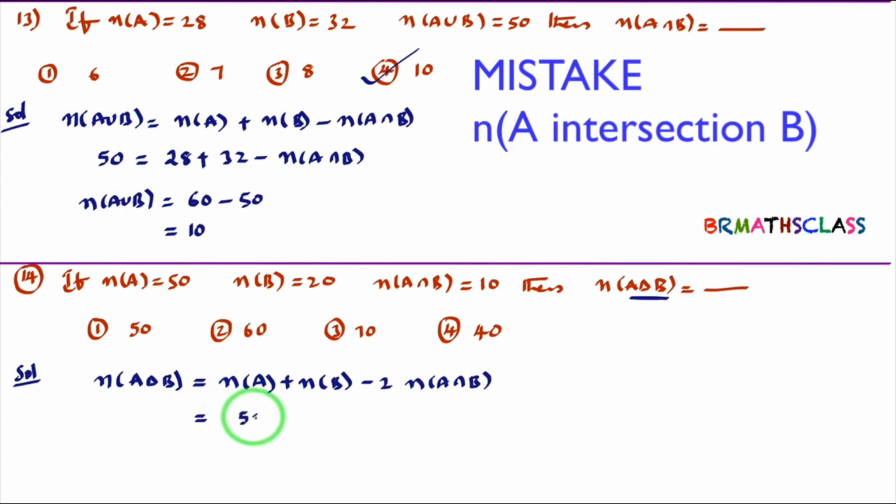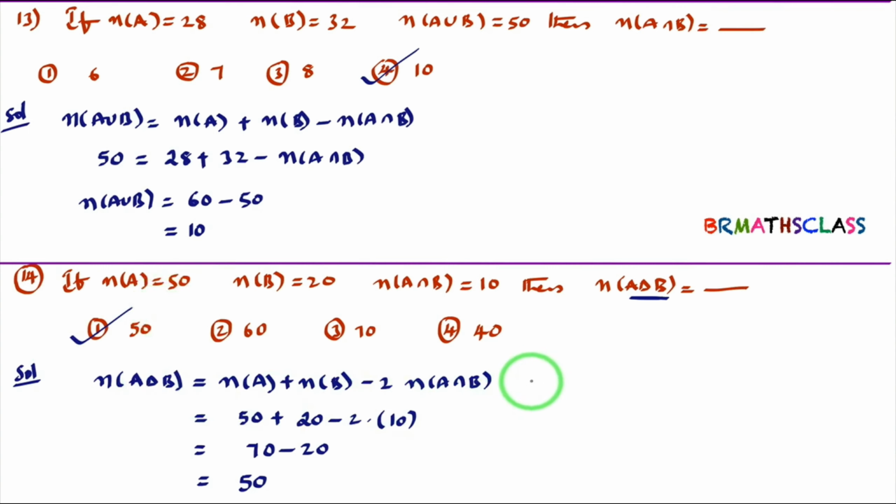n of A is 50 plus n of B, n of B is 20, minus 2 into n of A intersection B. n of A intersection B is 10. So here 50 plus 20 is 70. 2 into 10 is 20. 70 minus 20 is 50. So what is the right option? 50 is the right option. To do this problem, you need to remember this formula: n of A delta B is n of A plus n of B minus 2 times n of A intersection B.